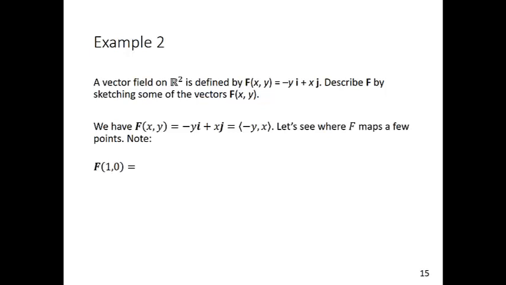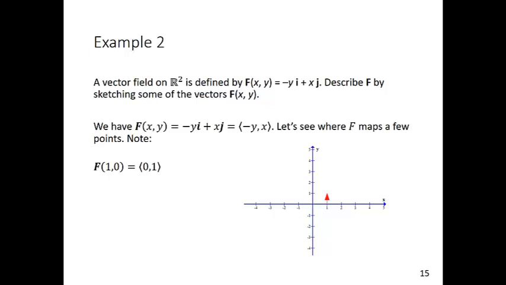What about the point (1, 0)? So f is going to take the point (1, 0) to the vector ⟨0, 1⟩. So to sketch, starting at the point (1, 0), we will draw a vector that does not go left or right at all, but points straight up, has a vertical component of 1.